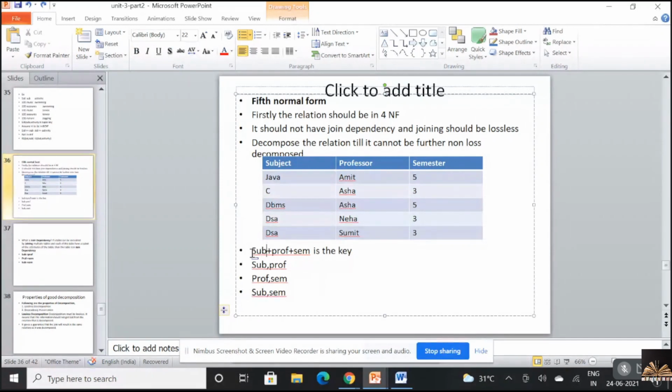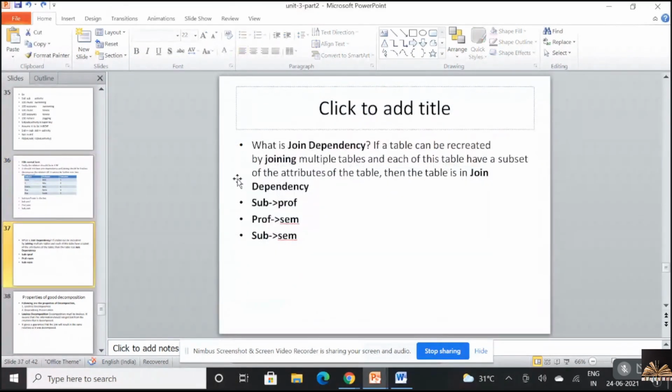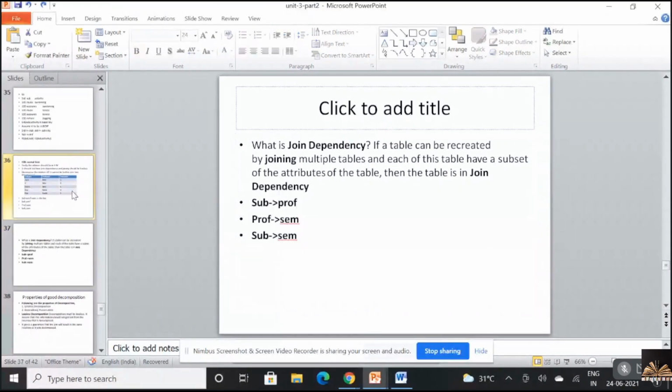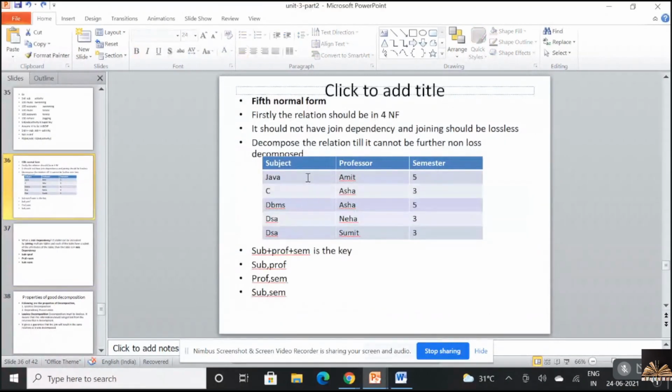Subject plus professor plus semester is the key. And the relations that exist in the table are: subject determines professor, professor determines semester, subject determines semester. So these are the things that exist. All are keys, so it is blindly in the previous normal forms. So assuming that this particular table is in 4NF, I have to see whether this table can be further decomposed. If I cannot further decompose this particular table into pieces, then this table is in 5NF.